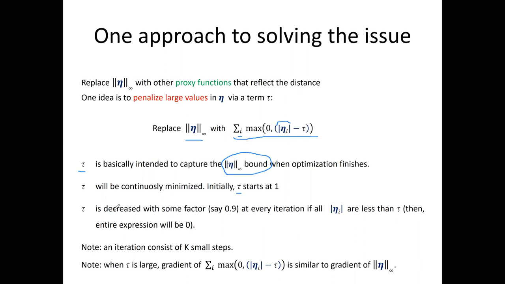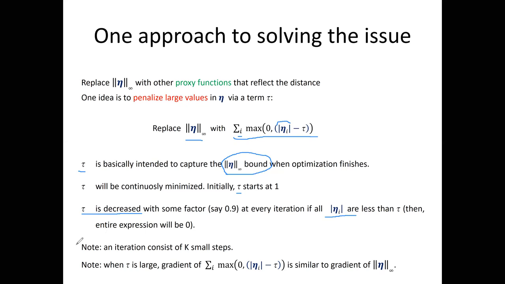And so nothing is going to happen when everything is 0. What you want to do is start decreasing this tau at every iteration, let's say by some factor of 0.9. Initially it may be 1, then it may become 0.9, then 0.81, and so on and so forth at every iteration. If all of the absolute values of the eta i's are less than this tau, then the entire expression will be 0, and then we try to decrease tau to get smaller and smaller values.